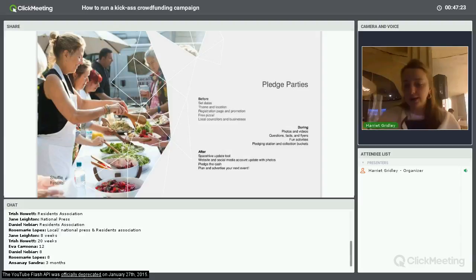And I'd just like to talk quickly about these pledge parties that we mentioned. There are some key things for planning a pledge party to make sure it's a success.